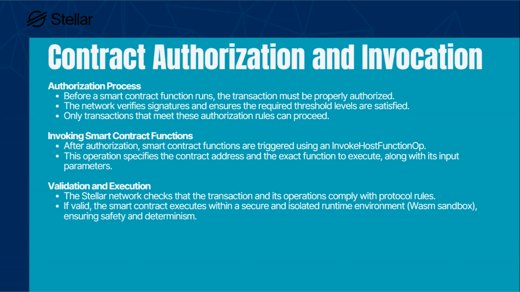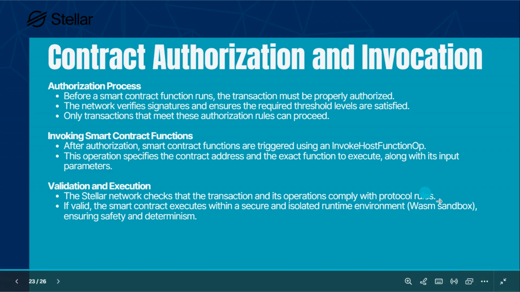Validation and execution. Once a transaction is submitted, the Stellar network checks that the transaction and its operations comply with protocol rules. If valid, the smart contract executes within a secure and isolated runtime environment, ensuring safety and determinism. This ensures all nodes execute the contract identically and produce the same result, which is essential for consensus.